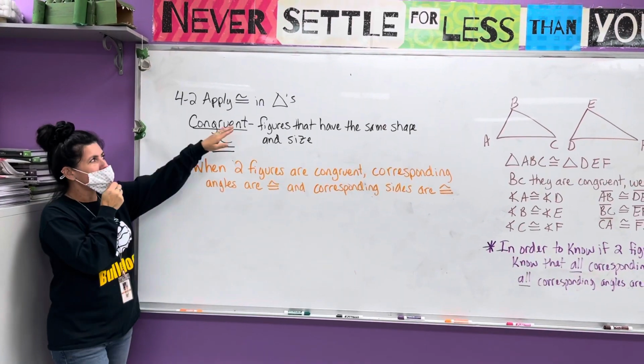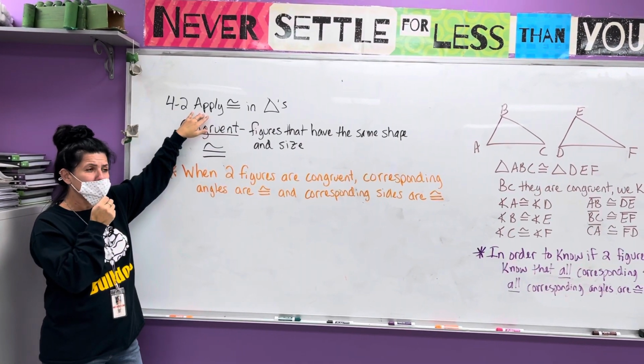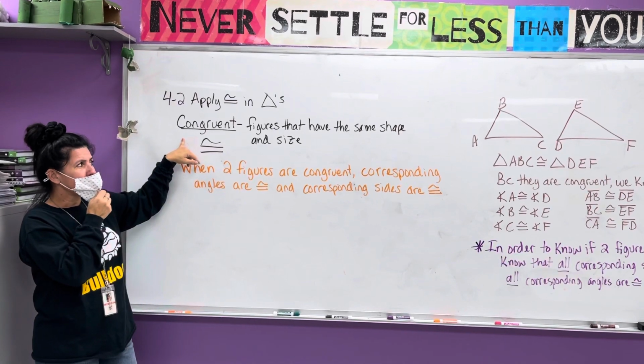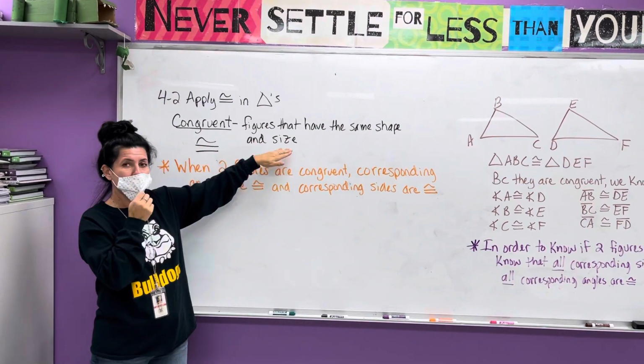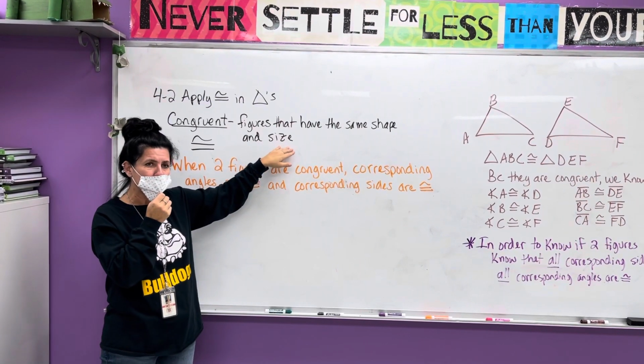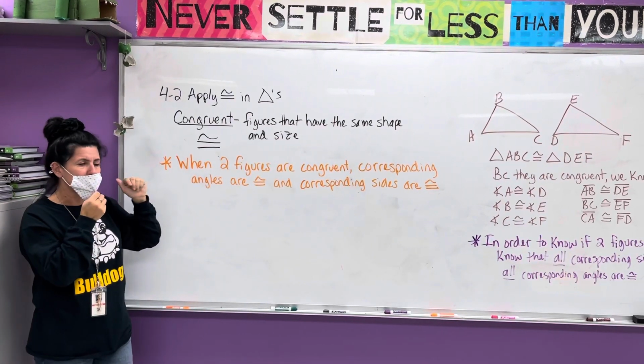Okay, 4.2 is about applying congruence in triangles. Congruent means that figures have the same shape and the same size. We talked about this briefly before. We're going to get into a lot more details in this chapter.